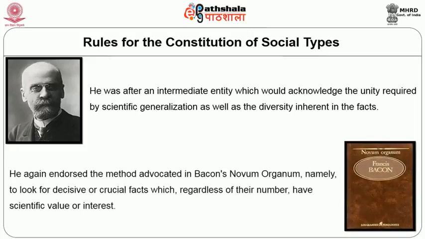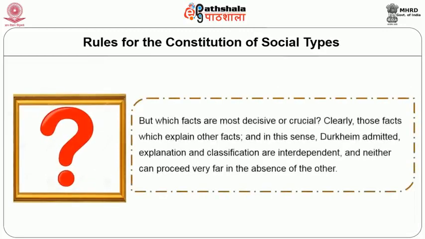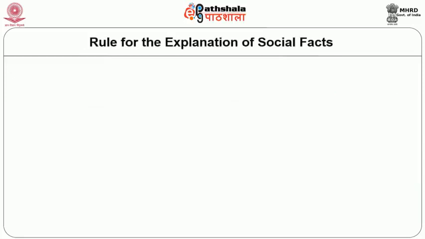As the means to this end, Durkheim again endorsed the method advocated in Bacon's Novum Organum, namely to look for decisive or crucial facts which, regardless of their number, have scientific value or interest. But which facts are most decisive or crucial? Clearly those facts which explain other facts. And in this sense, Durkheim admitted explanation and classification are interdependent, and neither can proceed very far in the absence of the other. Rule for the explanation of social facts.